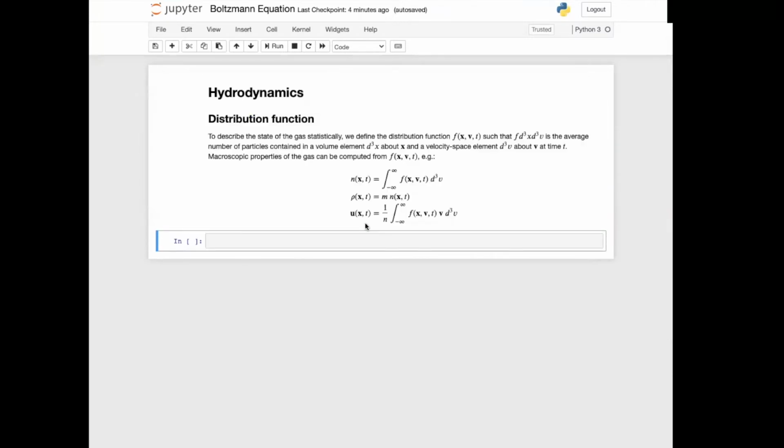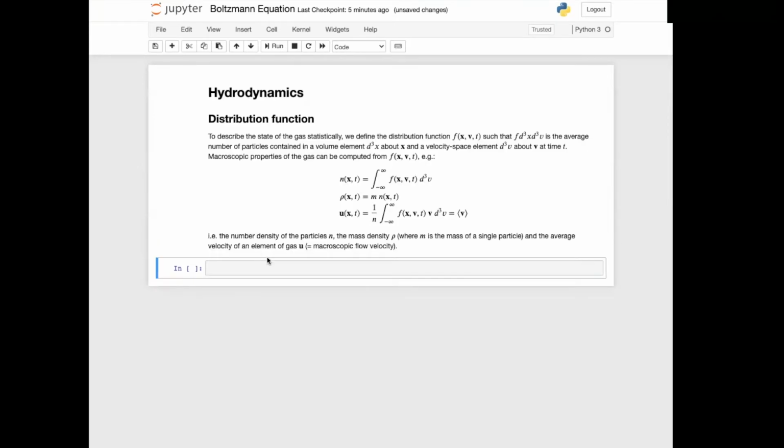And finally, you can define the average velocity, which is the velocity moment of the distribution function, the integral of the velocity times the distribution function, again integrated in velocity, and normalized by the number density. This normalization by the number density is because the number density is the integral of the distribution function itself. So it's the weighted integral of the velocity by the distribution function. And this, by definition, is the average of the individual velocity v. So these quantities, as I said, are the number density of particles, the mass density of particles, and the average velocity of an element of the gas.